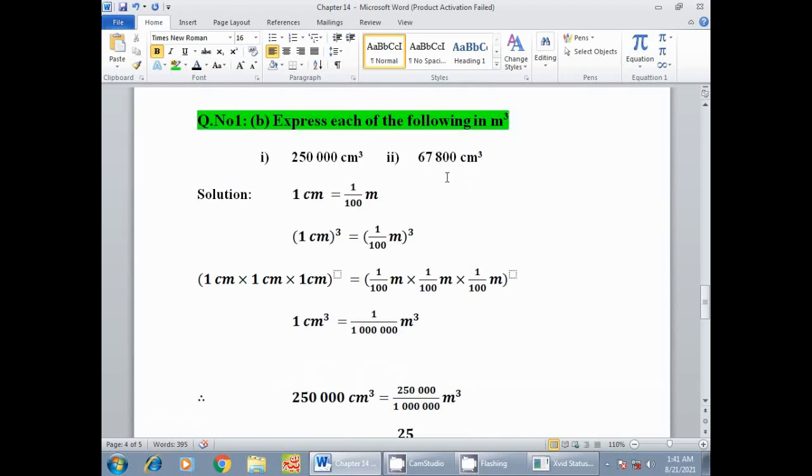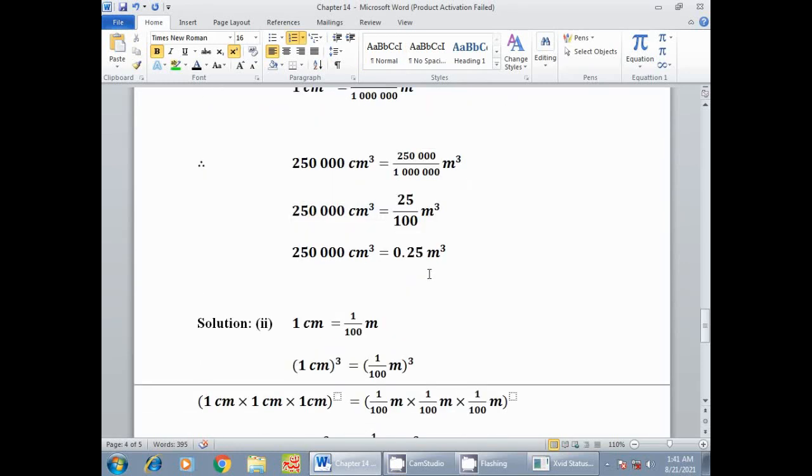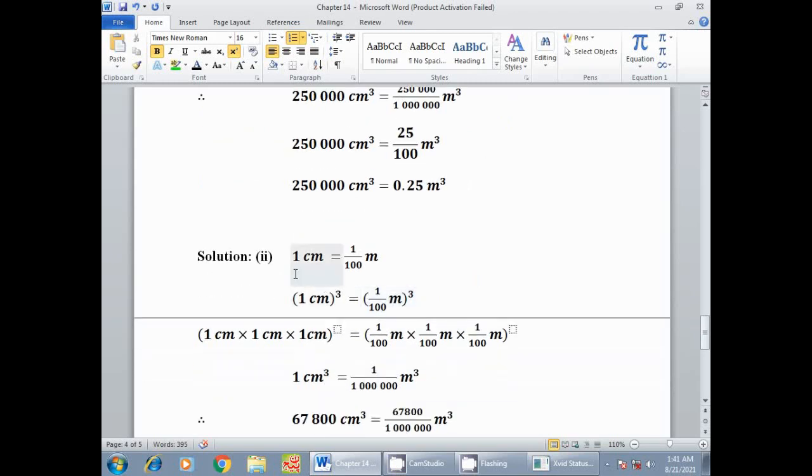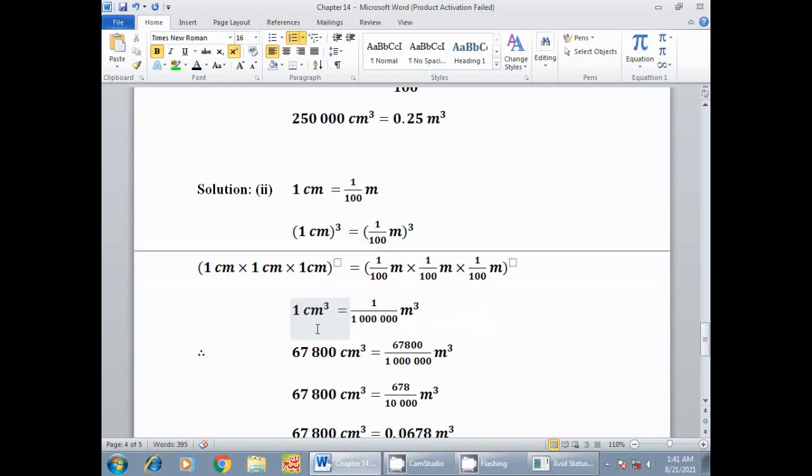Second part from this question is to express 67,800 cubic centimeters in cubic meters. Again, we know that 1 centimeter is the 100th part of 1 meter. And taking cube of both sides, 1 centimeter whole cube equals 1 upon 100 meter whole cube. Expanding left and right side and then taking the product, we know that 1 cubic centimeter equals 1 divided by 1 million cubic meters.